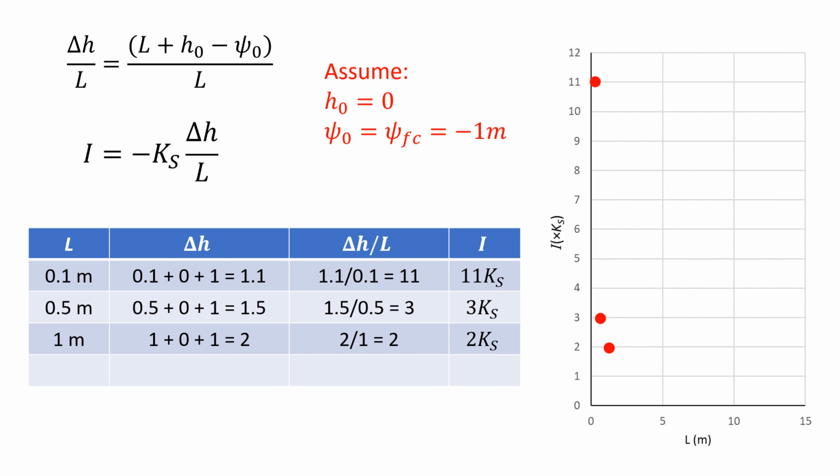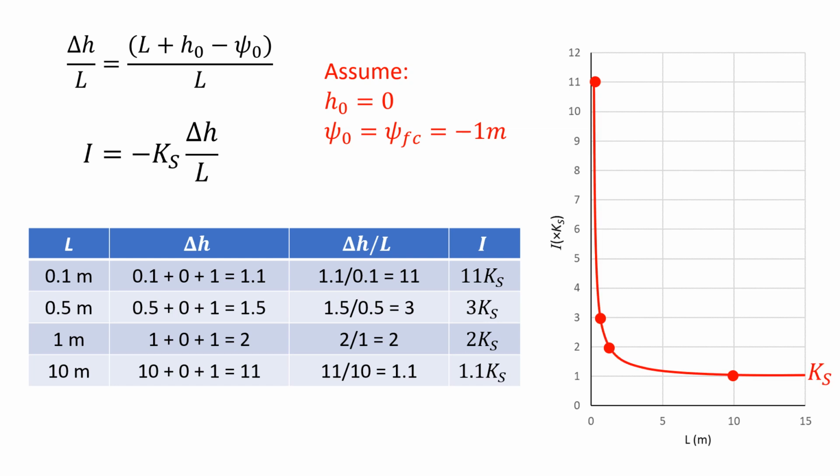Keep going. Now that the front has penetrated to 1 meter, delta H is 2 meters, and the hydraulic gradient is 2, and the infiltration rate has dropped further to 2 times the hydraulic conductivity. Finally, let's assume that the wetted front has penetrated all the way to 10 meters, over 30 feet down. Delta H is 11 meters, the hydraulic gradient becomes 11 divided by 10, or 1.1, and the infiltration rate is down to 1.1 times the hydraulic conductivity. In fact, maybe you can see that as L gets even larger, the hydraulic gradient is simply going to get closer and closer to 1.